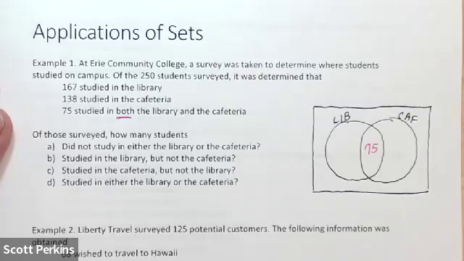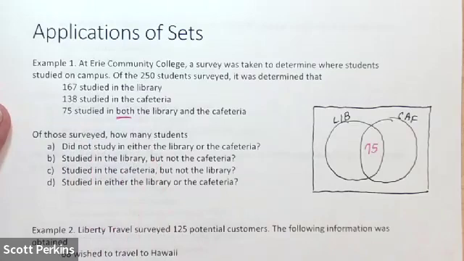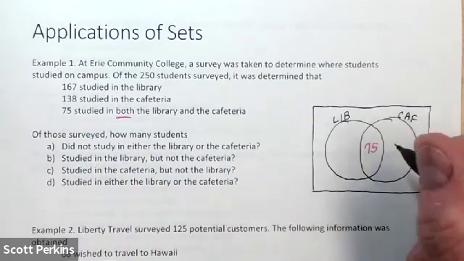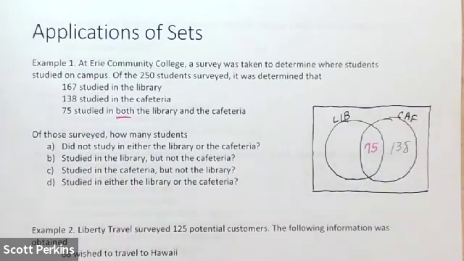Now I'm going to work my way up the ladder. I started with the most specific piece of information. Now, 138 students studied in the cafeteria. Now here's the most common mistake, and I want you to help me understand why. Don't write this down. That's why I'm going to write this in pencil. The most common mistake is for students to go, oh, okay, I'm going to put 138 right there. Who can tell me why that is not the appropriate thing to do?